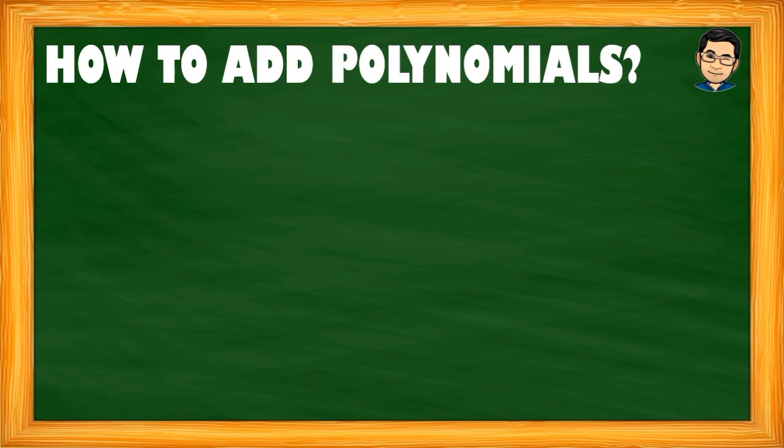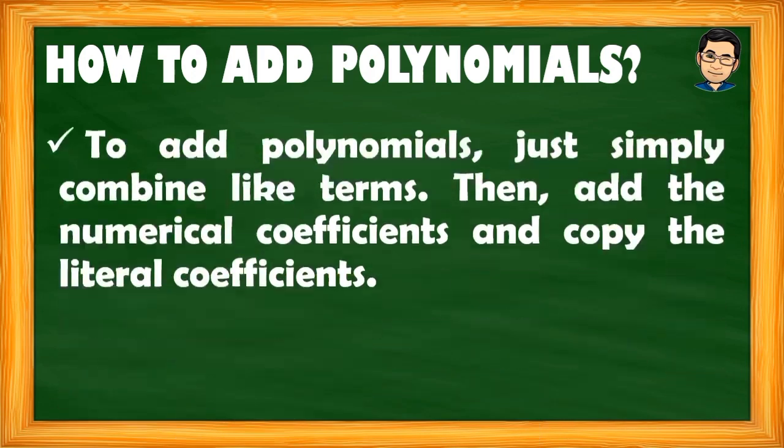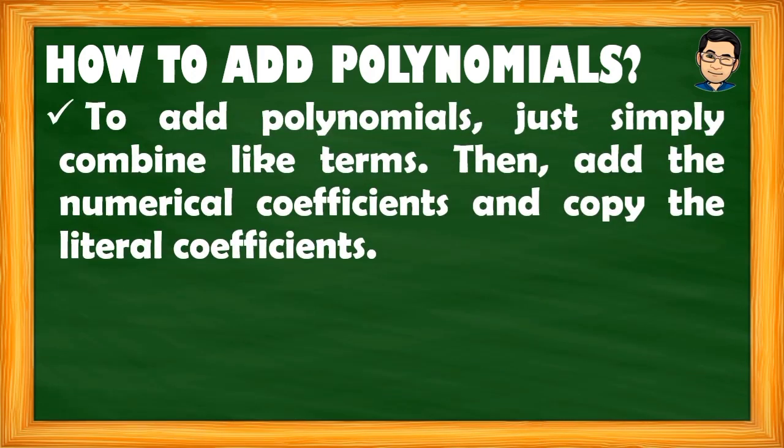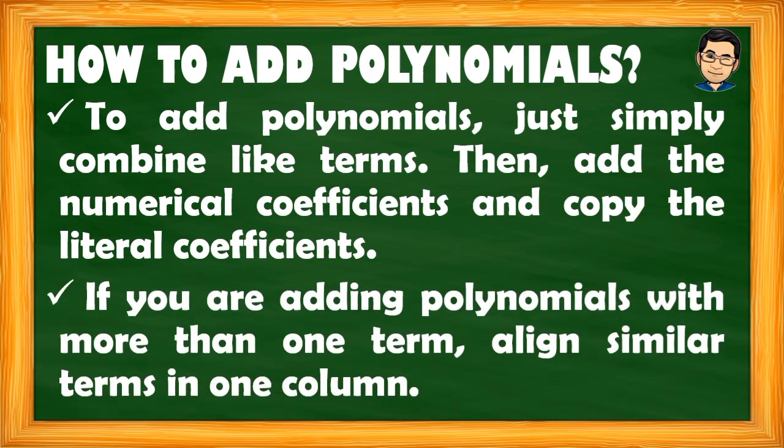So again, when we say polynomials, it is an algebraic expression which composed of constants and variables. So makakakita kayo dito ng numerical coefficients and literal coefficients. So in order to add polynomials, just simply combine like terms. So ibig sabihin lang po nito, pagsasamahin lang po natin yung mga polynomials na magkamuka. Then add the numerical coefficients and copy the literal coefficients. If you are adding polynomials with more than one term, align similar terms in one column.